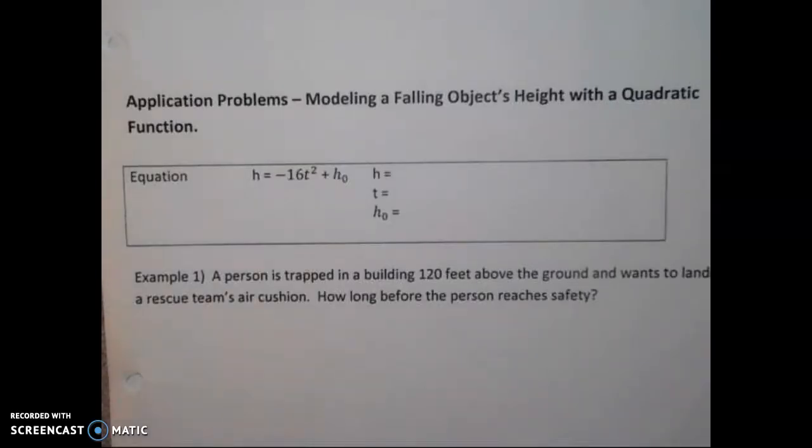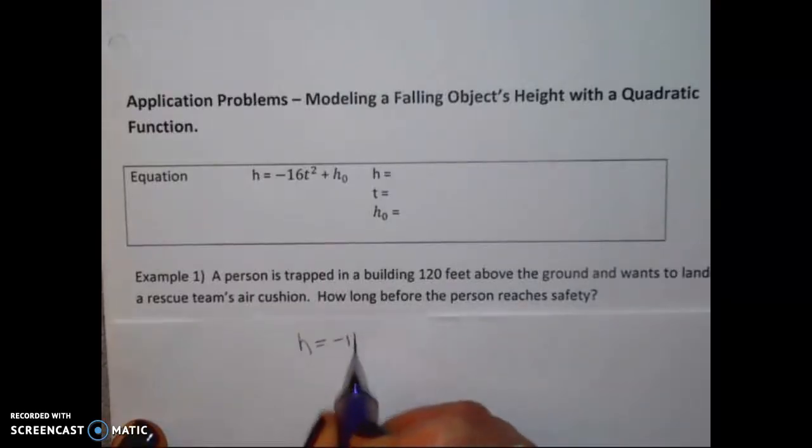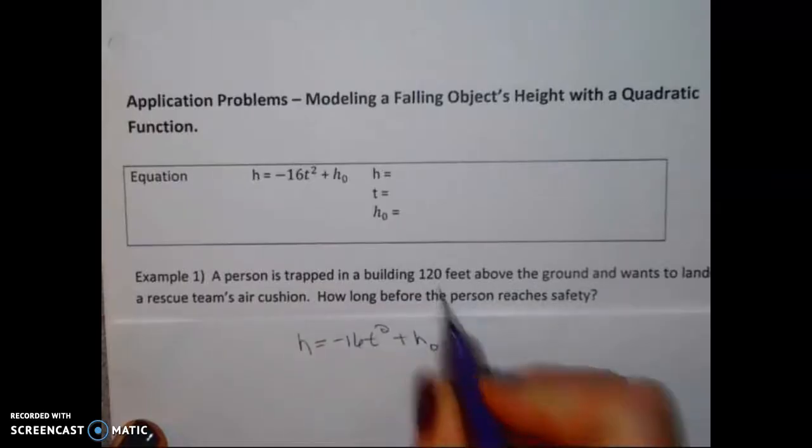Okay, let's set up example 1. A person's trapped in a building 120 feet above the ground. That's the H sub 0. So here's what it looks like. Here's your equation. This 120, that goes here.